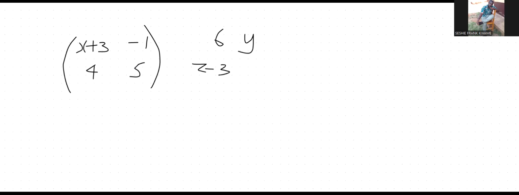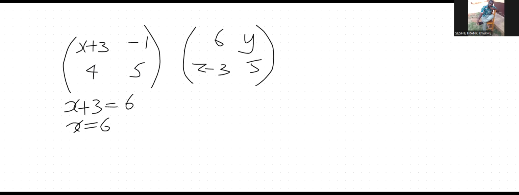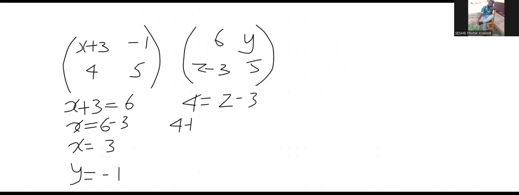If they are equal, then top left equals top left, right? Top right equals top right, and so in that order. So you can say x plus 3 is equal to 6. So what is x? 6 minus 3. So x is 3. Then y is equal to -1. Then 4 is equal to z minus 3. So 4 plus 3 is also equal to z. That is, we found out x, y, and z for question 2.